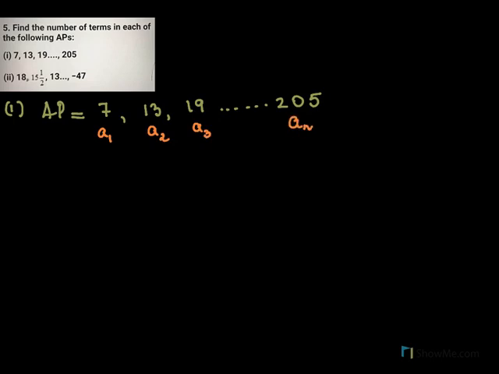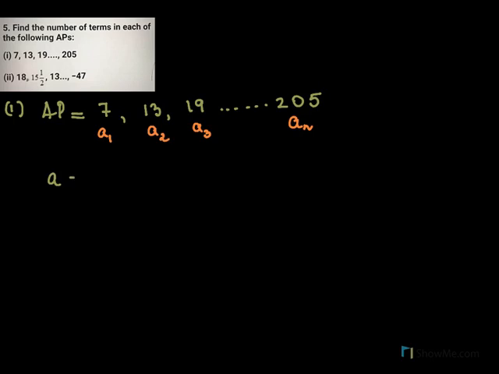Find the number of terms in each of the following APs. So for the first one, the AP is 7, 13, 19, and it ends at 205. Which means this is the first term, this is the second term, this is the third term. The last term, we do not know which term it is, AN. So let's start doing the sum.